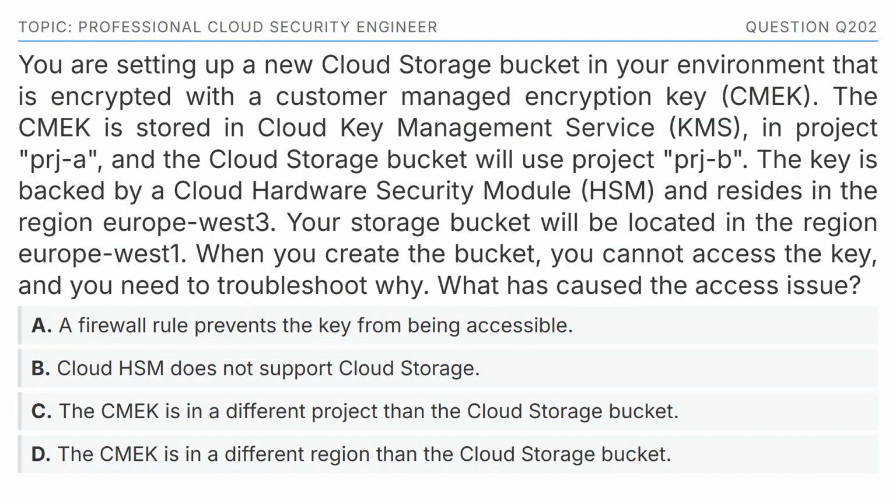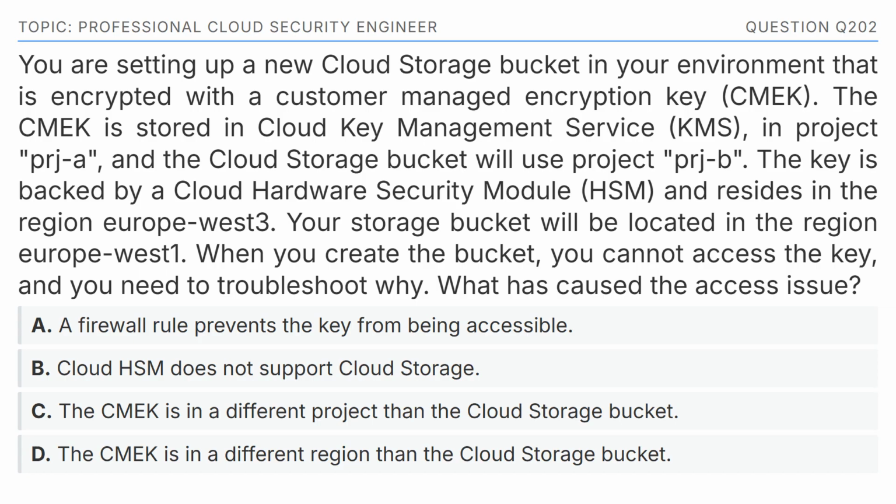You are setting up a new cloud storage bucket in your environment that is encrypted with a customer-managed encryption key, CMEK. The CMEK is stored in Cloud Key Management Service, KMS, in Project PRJA, and the cloud storage bucket will use Project PRJB. The key is backed by a Cloud Hardware Security Module, HSM, and resides in the region Europe West 3. Your storage bucket will be located in the region Europe West 1. When you create the bucket, you cannot access the key, and you need to troubleshoot why. What has caused the access issue?